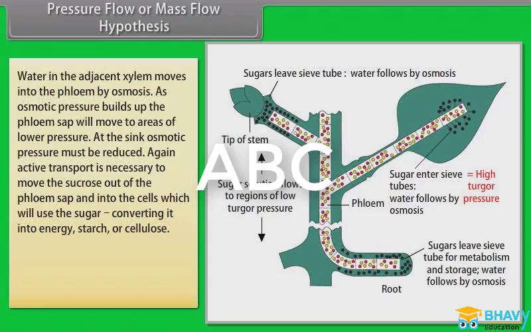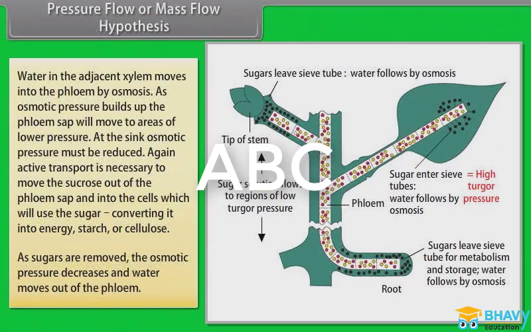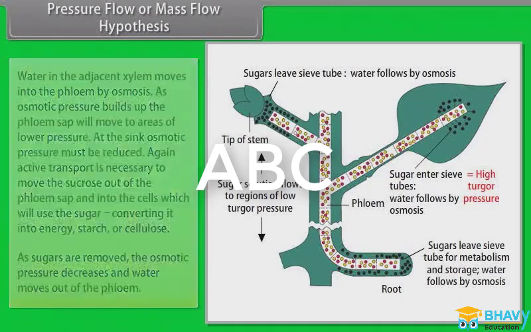At the sink, osmotic pressure must be reduced. Again, active transport is necessary to move the sucrose out of the phloem sap and into the cells which will use the sugar, converting it into energy, starch, or cellulose. As sugars are removed, the osmotic pressure decreases and water moves out of the phloem.